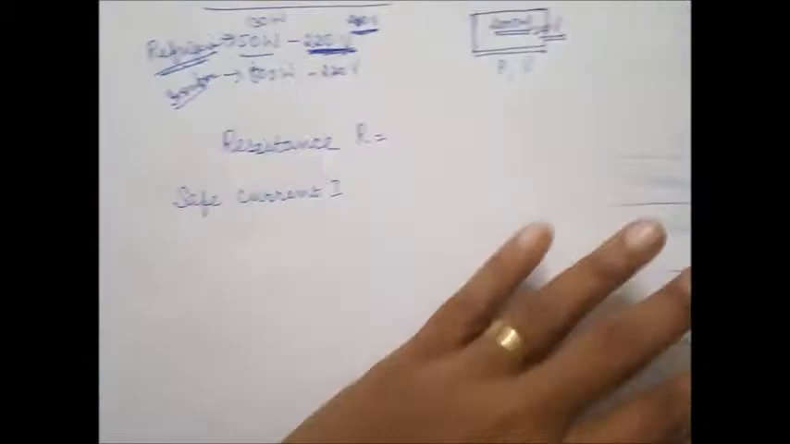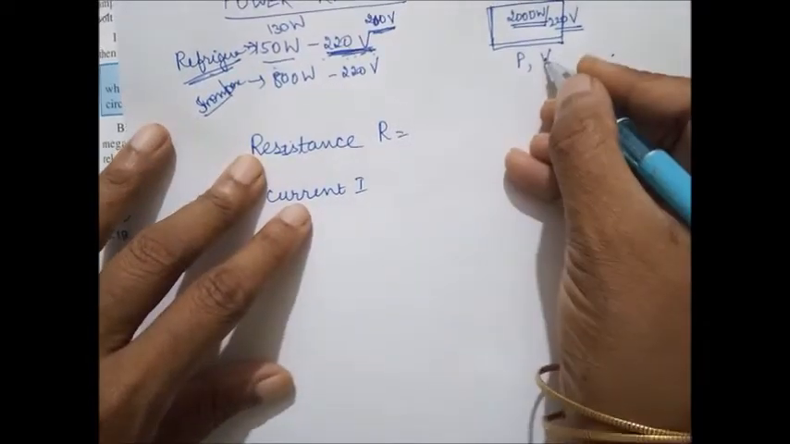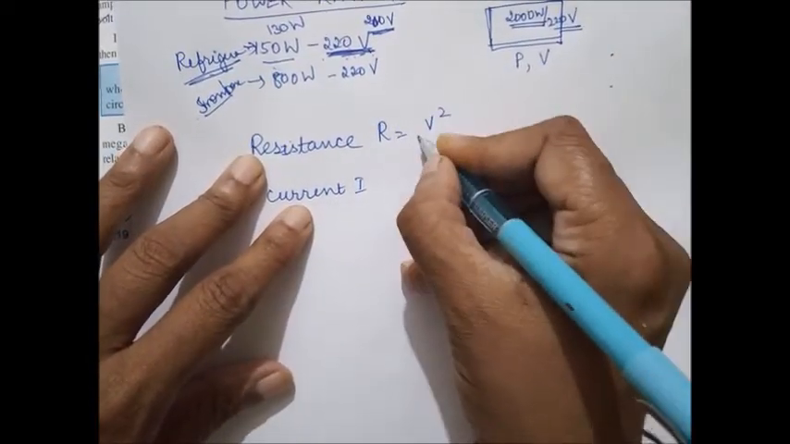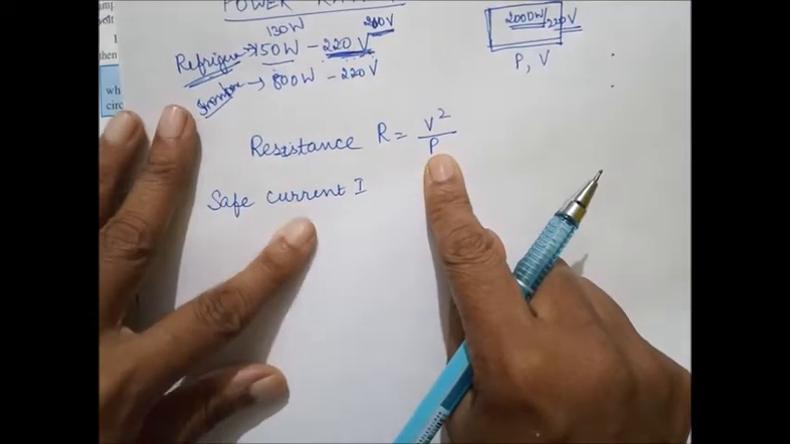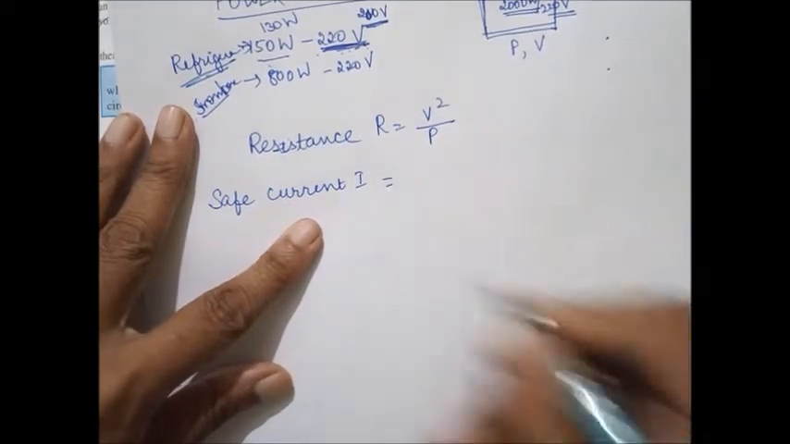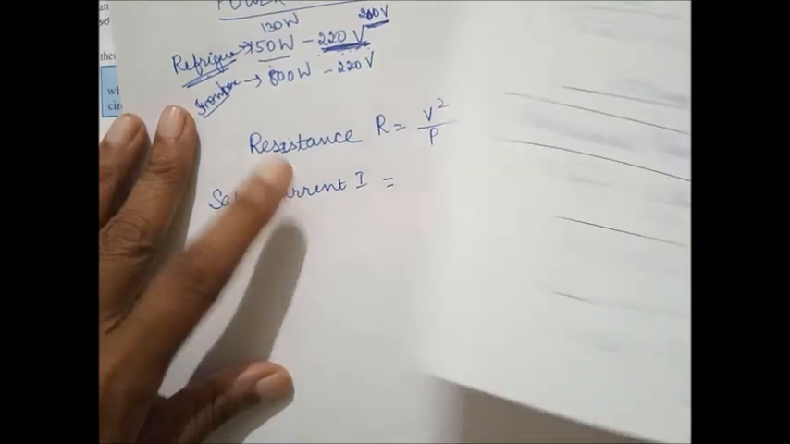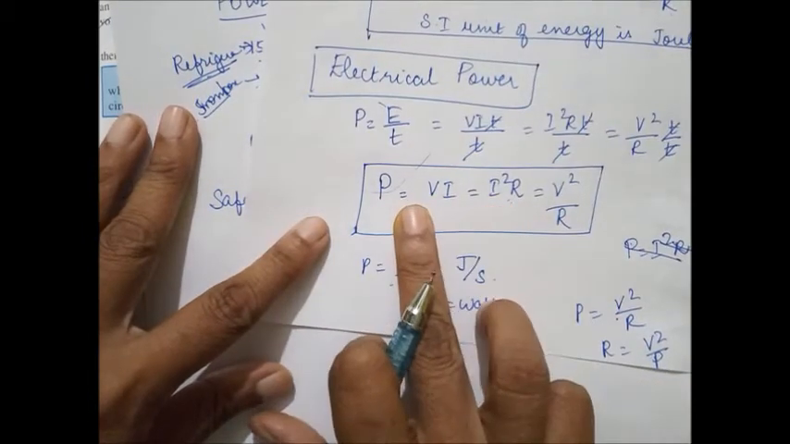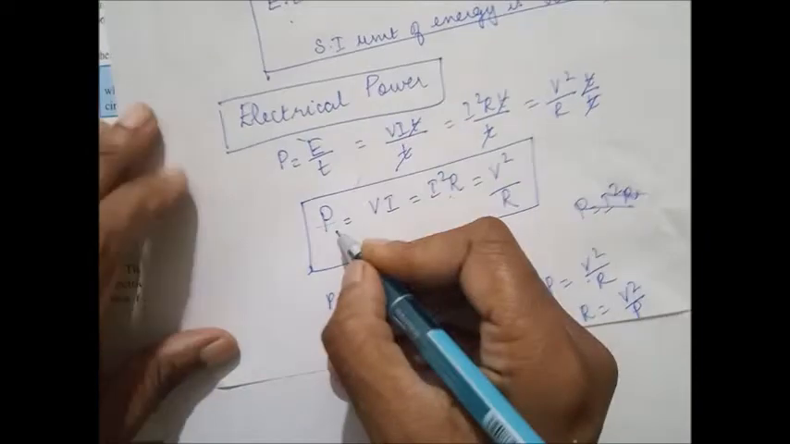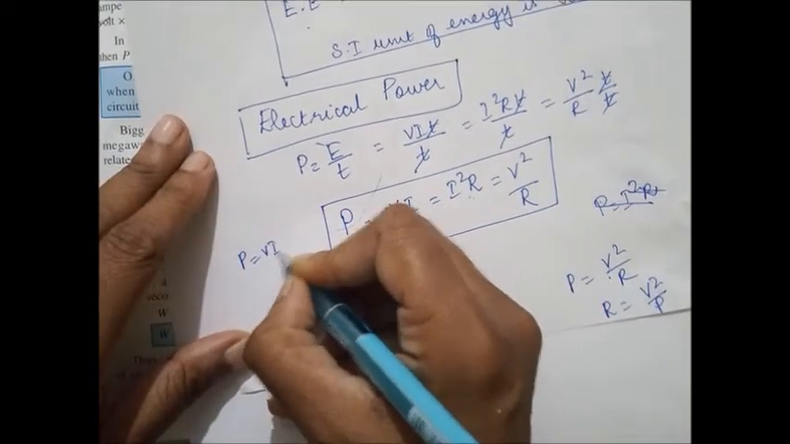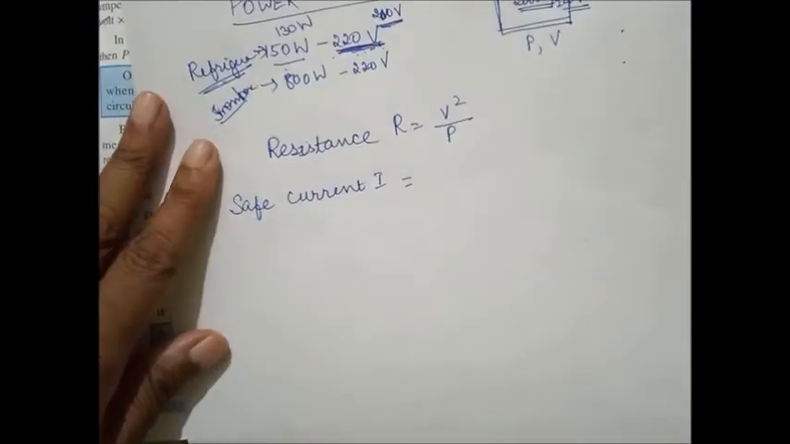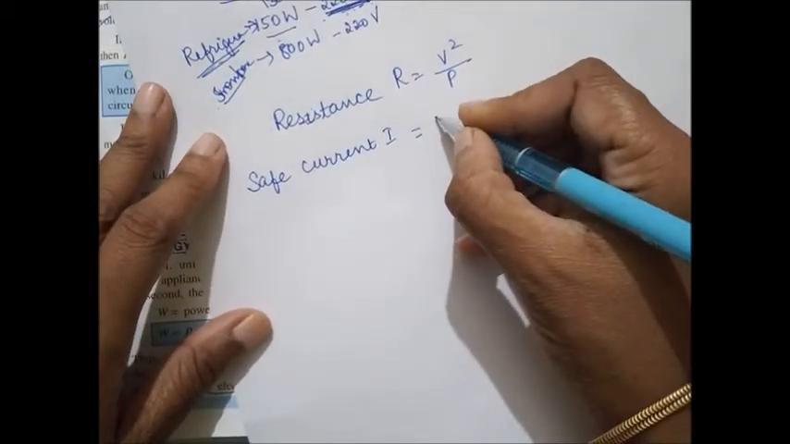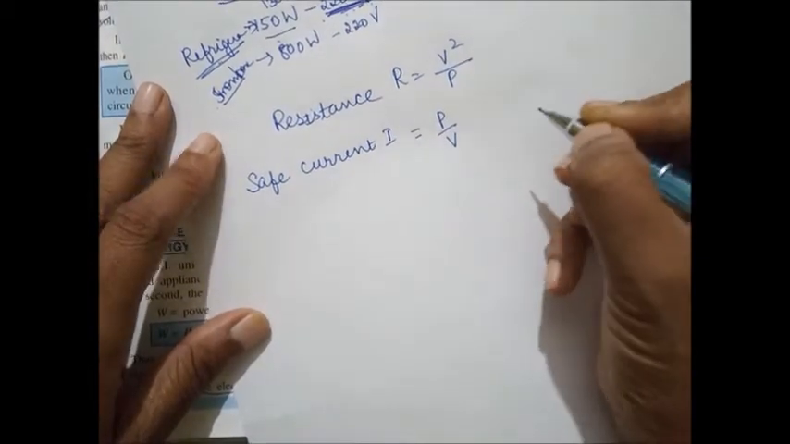Is it clear? If I know P and V, I can calculate the resistance using this formula, R is equal to V square by P. I can calculate the current using another formula. If I have to use current, I have to use P is equal to VI. So I is equal to P by V. So safe current I is equal to P by V.